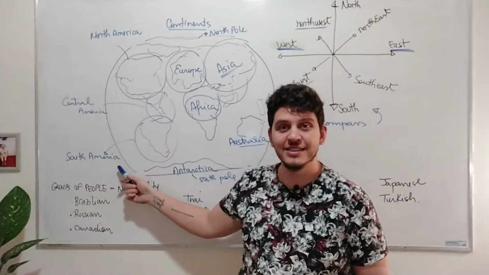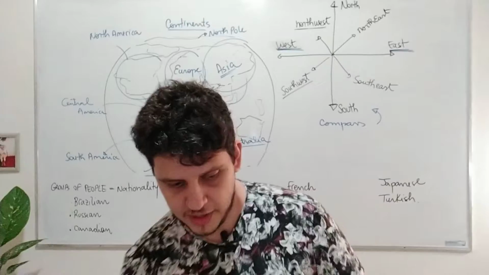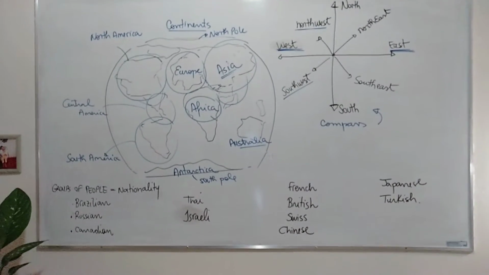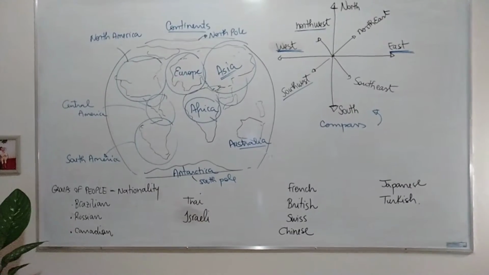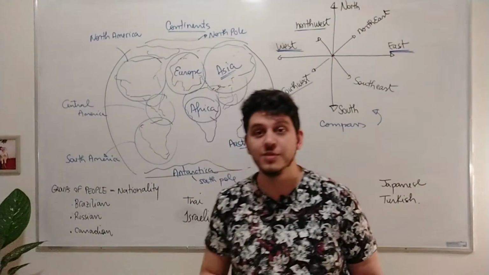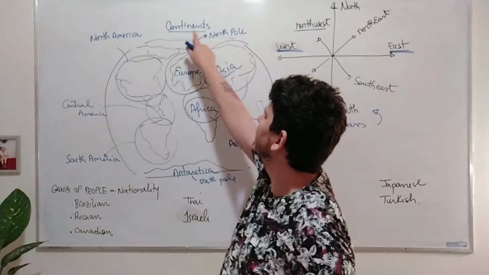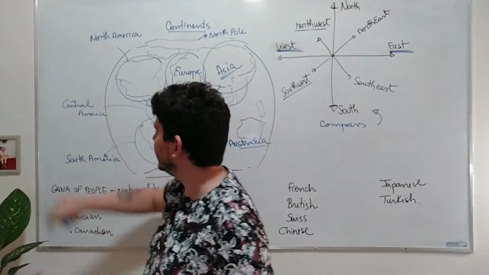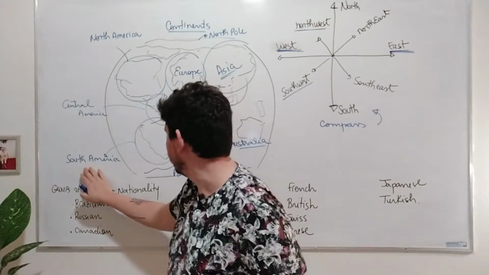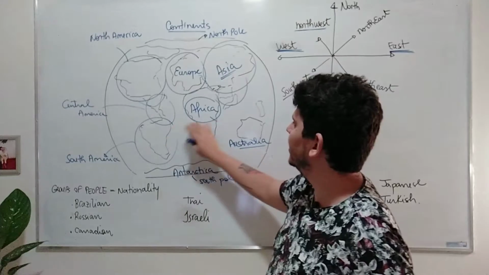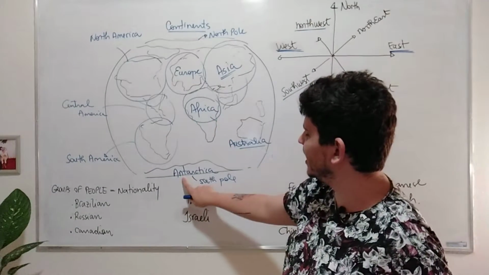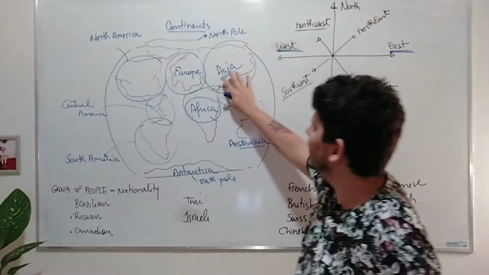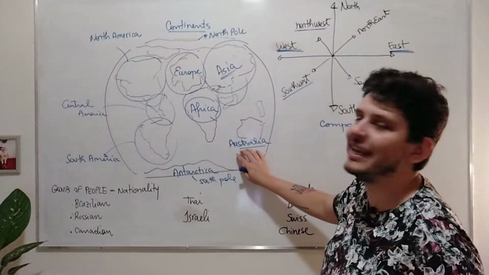South America. South America. Oh, let me put something here because I am walking and the camera is moving and I don't want that to happen. So start again. Continents: North America, Central America, South America, Europe, Africa, Antarctica, South Pole, North Pole, Asia, Australia.